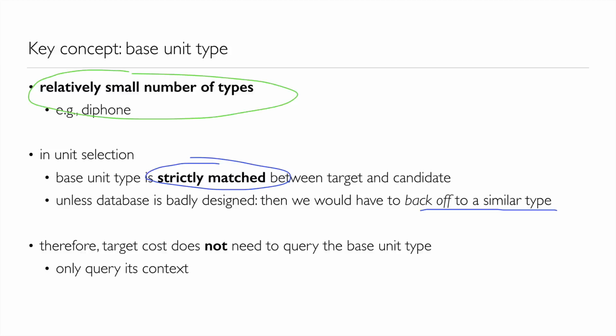The consequence of insisting on this strict match then is that our target cost does not need to query the base unit type. They all exactly match. So the list of candidates for a particular target position are all of exactly matching diphone type, and all the target cost needs to do is to query the context in which each of the candidates occurs and measure the mismatch between that and the target specification.